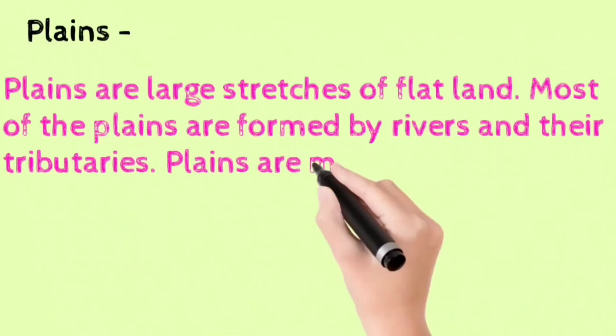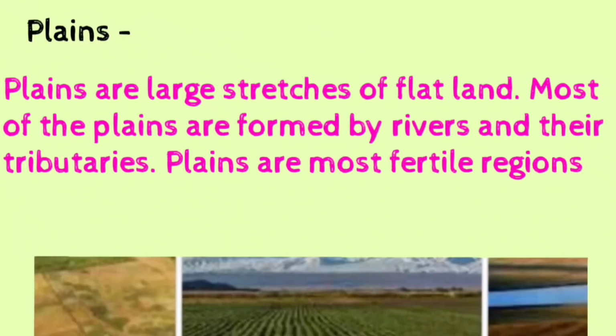Plains. Plains are large stretches of flat land. Most of the plains are formed by rivers and their tributaries. Plains are the most fertile regions.